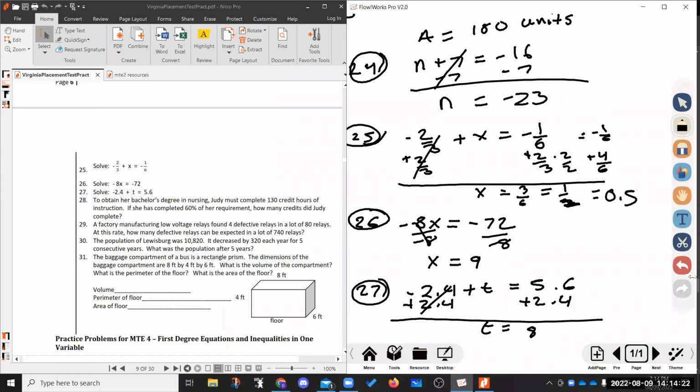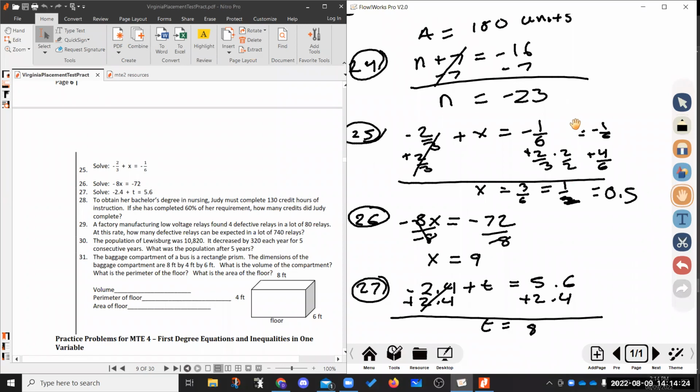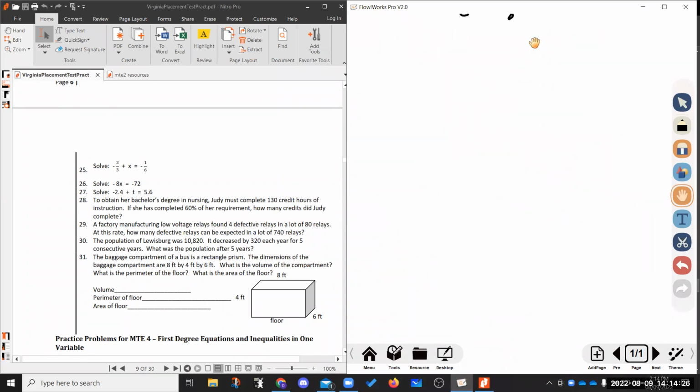So let's give ourselves a little bit more room. Move on to problem number 28. To obtain her bachelor's degree in nursing, Judy must complete 130 credit hours of instruction. She has completed 60% of her requirement. How many credit hours did Judy complete? 60% of 130 is what? That's the question.